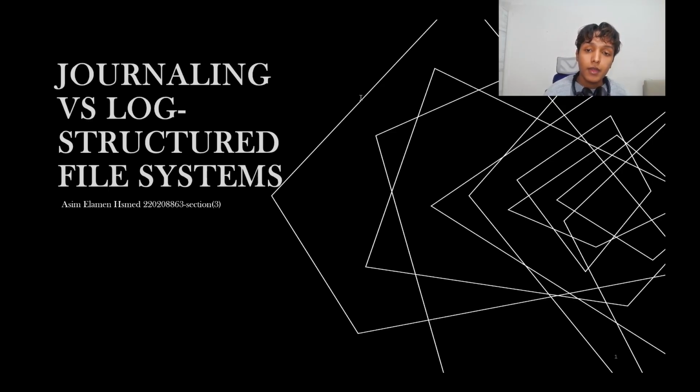At the beginning, these two file system families solve the same problem, which is handling crashes safely, but they do it in completely different ways. Today I'm going to explain why that matters, how they work internally, and what the real trade-offs are.